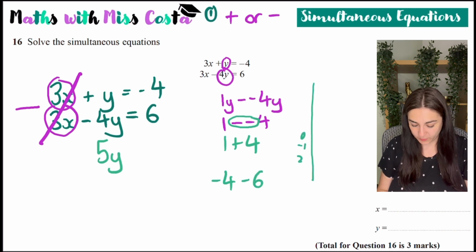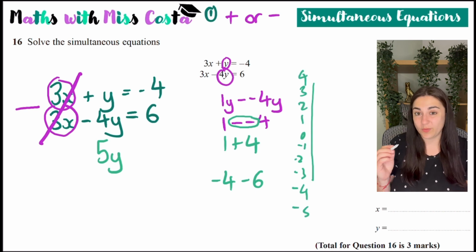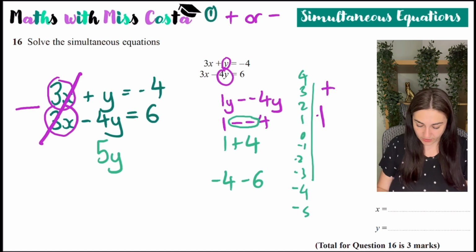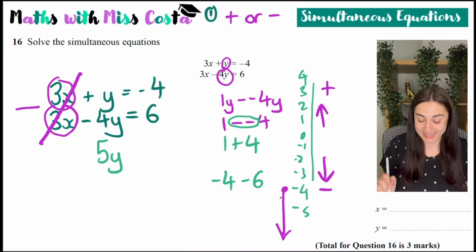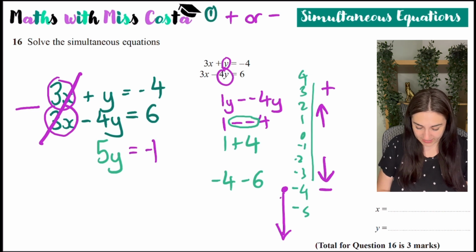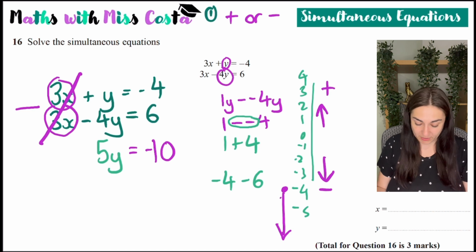So it always helps to actually just have a little number scale, just draw one really quickly. Whenever we add, we go up the number scale. And whenever we subtract, we go down the number scale. So I start at minus 4 and I'm subtracting 6. So I'm going to go down the number scale. So that would be minus 10. So I know that 5y equals minus 10.